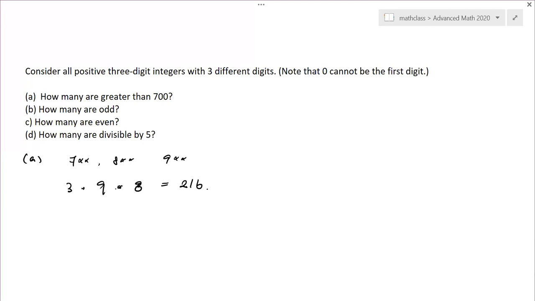Yeah, you can also use the subtraction method for this. But there are several ways to do it. So let's do the second problem. How many are odd? To get an odd number, the last digit must be odd, right? Okay, can you figure it out? All the digits must be different.